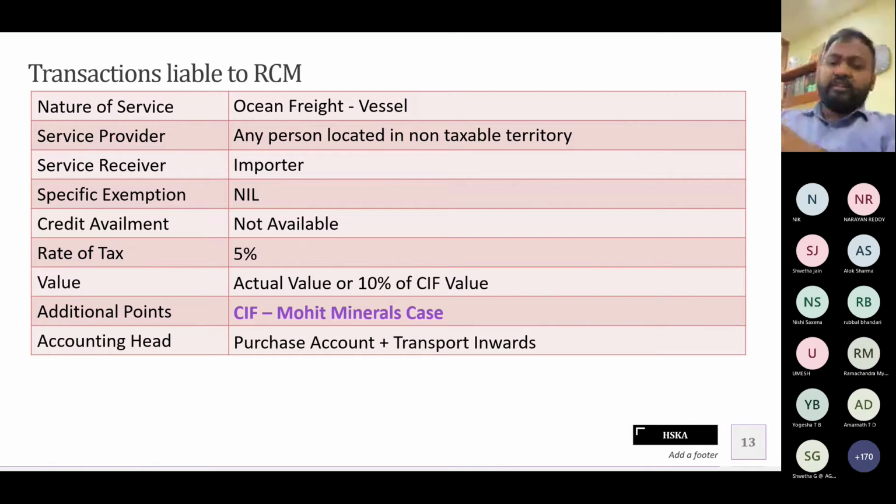Actual value of freight, but there could be cases where you don't know because somebody else, an Indian freight forwarder, is involved. So you don't know the freight value. In that case, 10% of the CIF value will be deemed to be the freight value on which you are required to pay tax. So on the 10%, 5% will be the tax which you'll have to discharge. Mohit Minerals case we have already discussed. Where will you find this expenditure? In your purchase account, or you will find it in the transportation invoice.